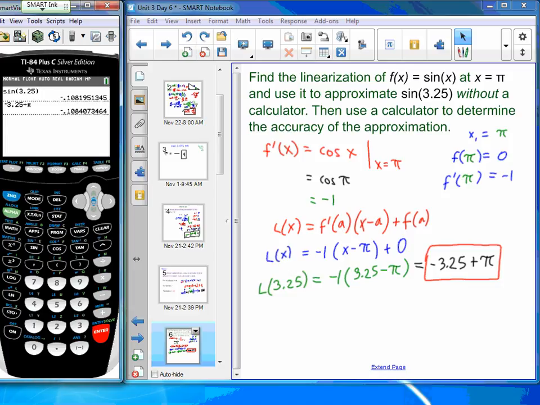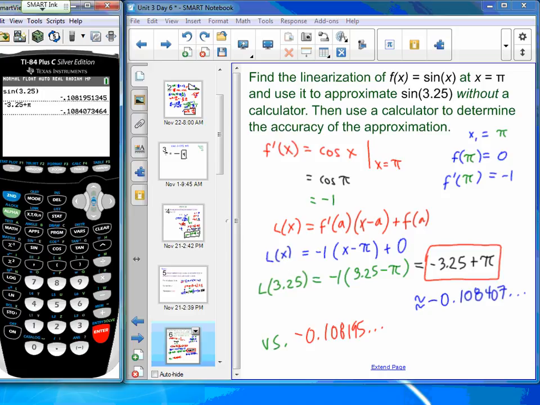So let's go ahead and copy some of this. So this is about -0.108407. And now let's compare versus the calculator, which was -0.108195. Now we're going to go ahead and compare the difference.